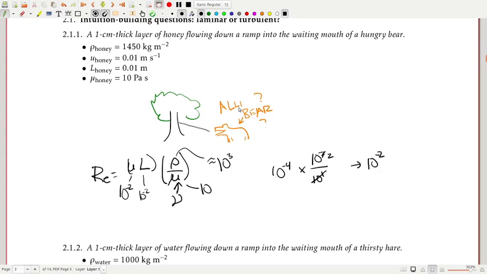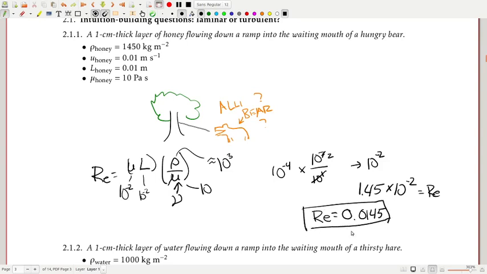And then we can bring this 50 back in and say, all right, we have actually 1.45 times 10 to the minus 2 equals Reynolds number. And so therefore, if we want to write it in non-scientific notation, Reynolds number equals 0.0145, and that is it. And this is very laminar.